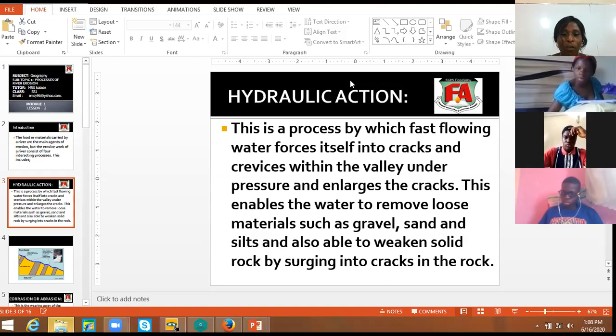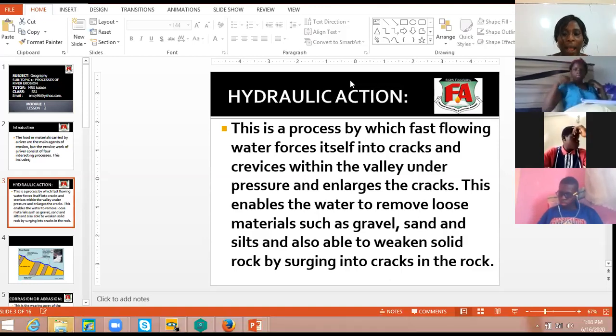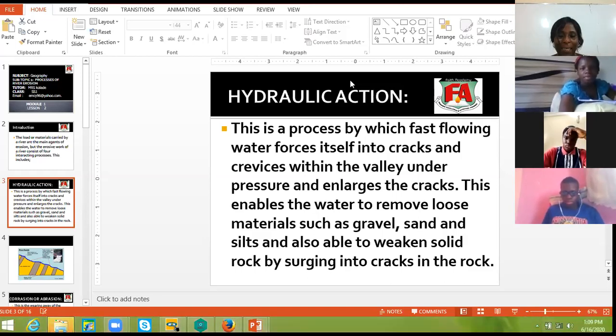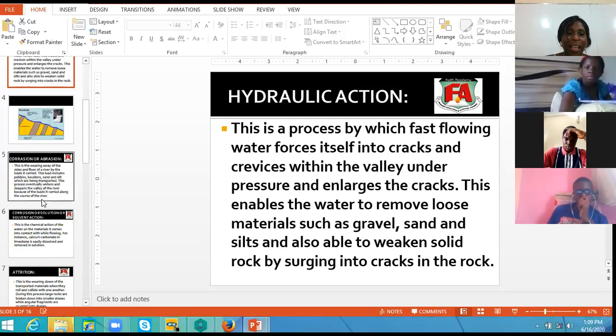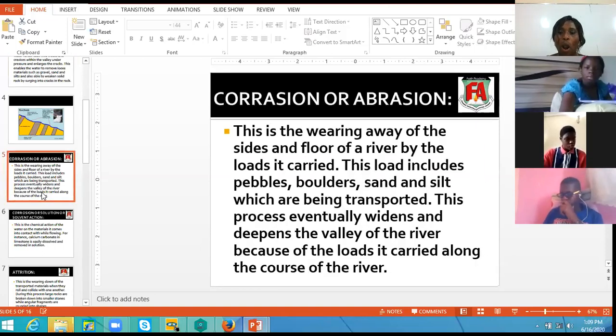The ability of water to pass through this crack and widen up those cracks. Because a rock has a layer of soft and hard. So it is the soft rock that tends to dissolve fast, making that crack to widen up. This process, I said, is hydraulic action. The second one I explained, I said corrosion or abrasion.